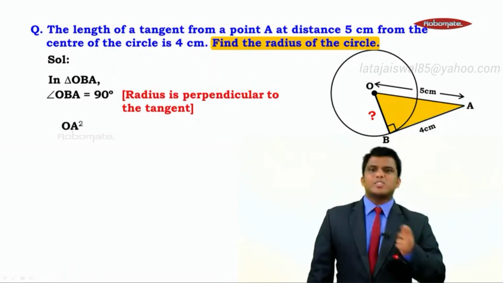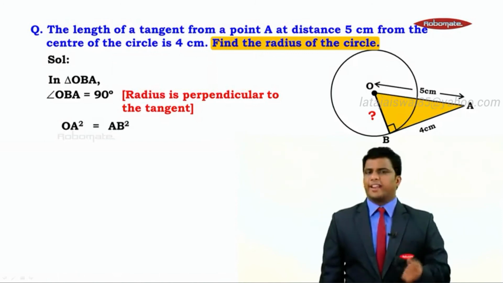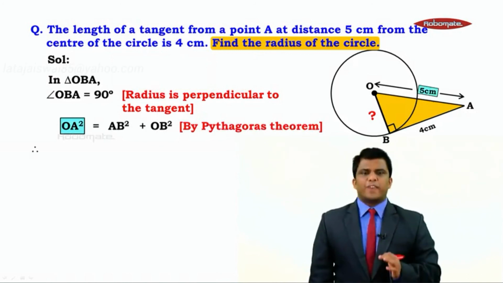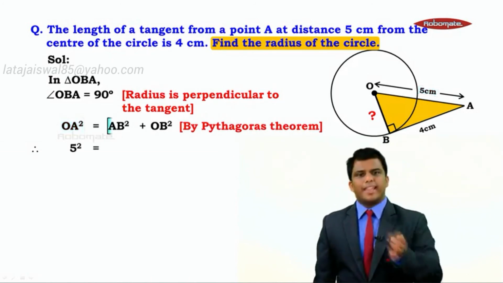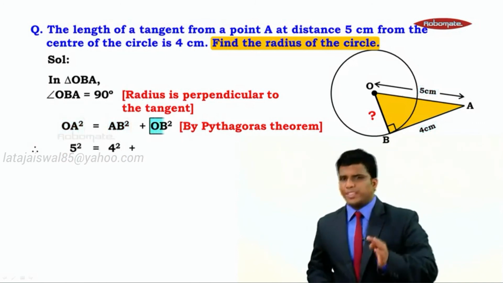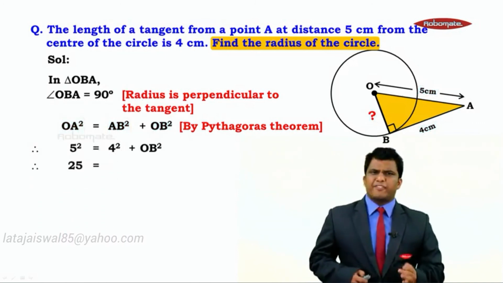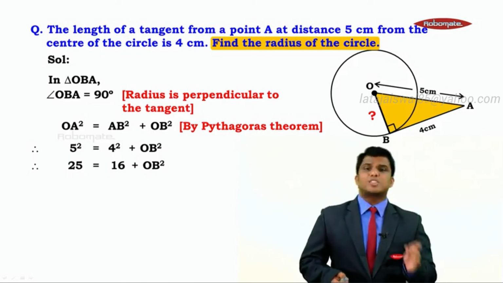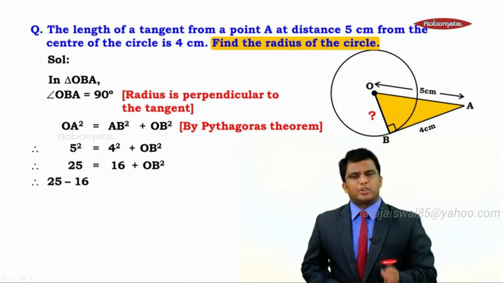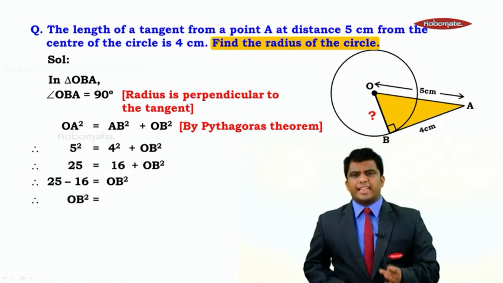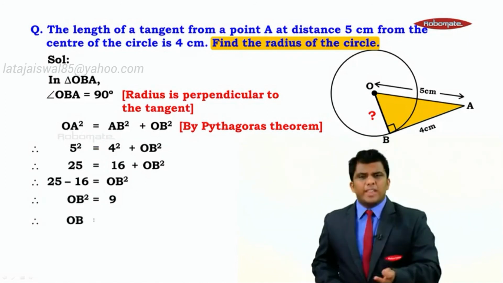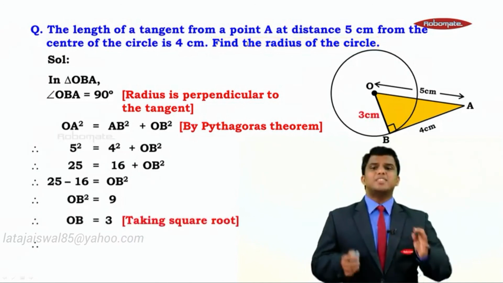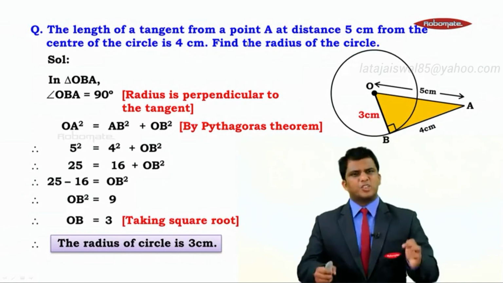Hence, OA square is equals to OB square plus AB square. We can write it anyhow by the Pythagoras theorem. Hence, 5 square, which is OA square, is equal to AB square, that is 4 square plus OB square. Now we know 5 square is 25 and 4 square is 16. Let's bring the numbers together. Hence, 25 minus 16 is equals to OB square. Hence, OB square is equals to 9. That means OB will be equals to 3 centimeter. Therefore, the radius of the circle is equal to 3 centimeter, and that's what we need for the sum, children.